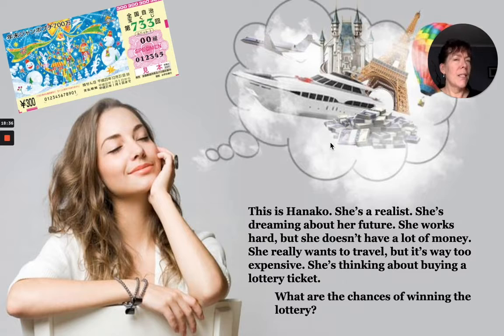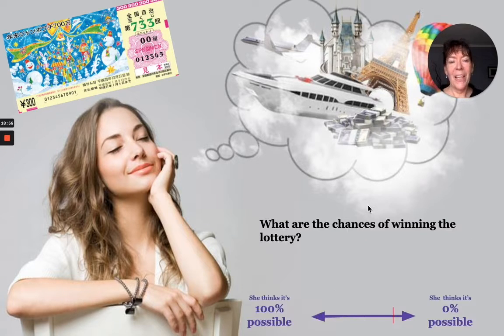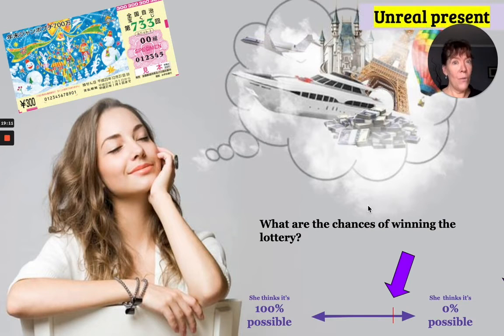What are the chances of winning the lottery? Not very good, right? 1 in 300 million. Remember, it says Hanako is a realist. She is not like Aoi. She's not an optimist. She knows that this is not possible. What are the chances of winning the lottery? They're not very good. They're not 0, but they're not very good. So she uses the unreal future.